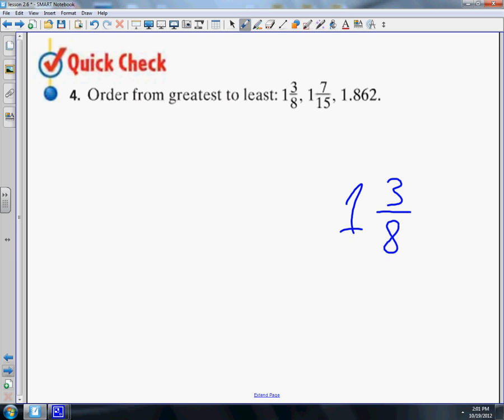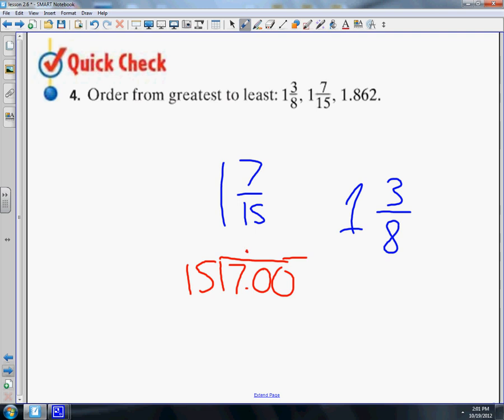the 1 3/8 is going to be a smaller number than 1 7/15. Now I need to see what is bigger, 1 and 7/15ths or 1.862. So what I'm going to do is convert 1 and 7/15ths into a decimal. To do that, remember, we're going to take 7 and divide it by 15.